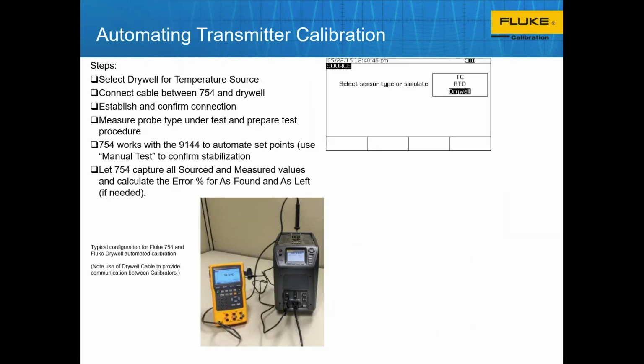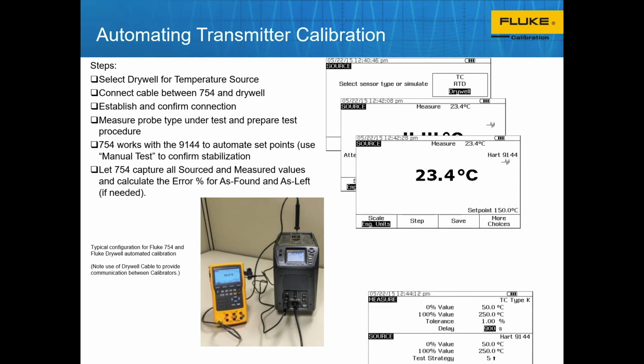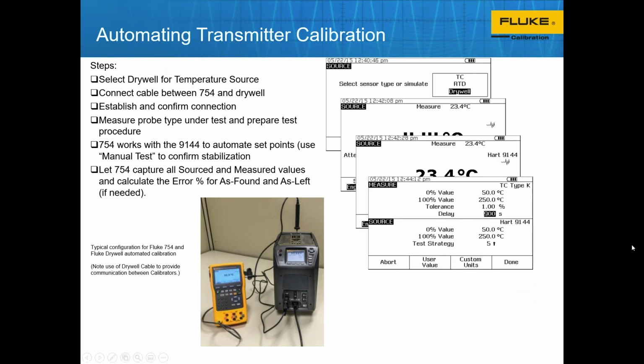So when you select source of temperature, you have a choice between sourcing thermocouple, sourcing RTD, which are those electronic sources that we're used to. And then we also have the ability to source a dry well. And that dry well allows us to communicate with the device. And then once we find it, we can go in and do a setup and do an automated calibration where we say, what are we going to measure and what are we going to source for values?